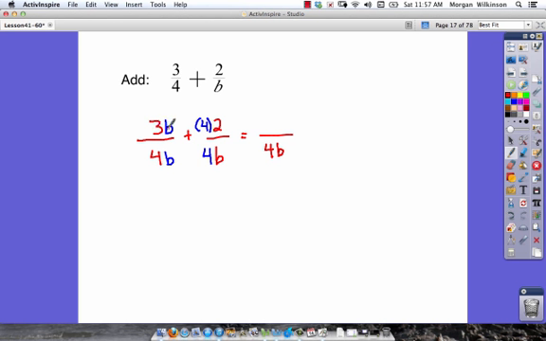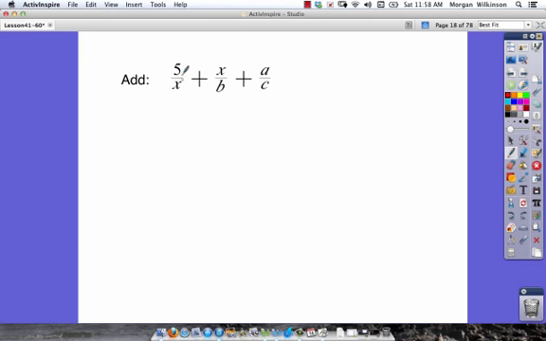And then we have 3b plus 8, because 2 times 4 is 8. And we've got our final answer. So our answer here is 3b plus 8 over 4b. And we can move on to the next problem.